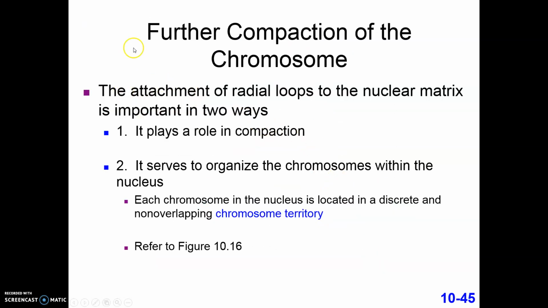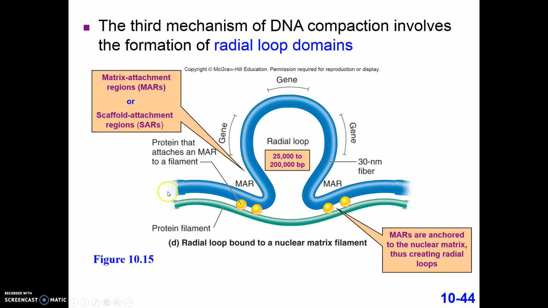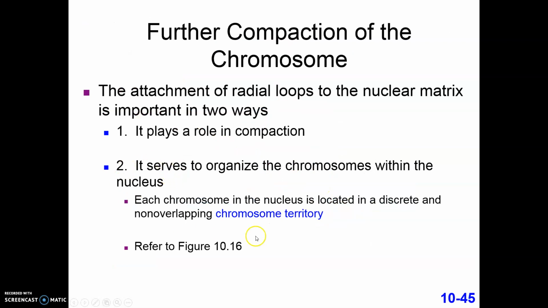All right, now this attachment has two major roles. One is it further compacts the DNA because now instead of having just one long strand, we have it condensed into a loop, this radial loop. The second thing that it does is it also serves to organize the chromosome within the nucleus. Oftentimes I might refer to the nucleus as kind of a bowl of spaghetti. And that serves well for an analogy when you're speaking about the steps of mitosis, about it condensing down. But what I want you to understand is it's actually much more organized.